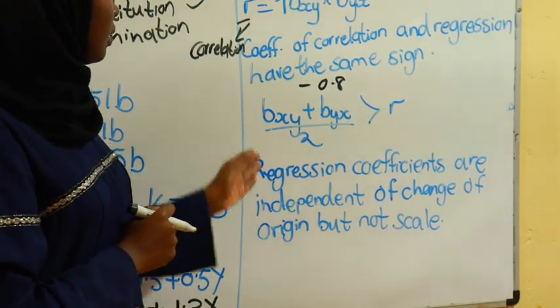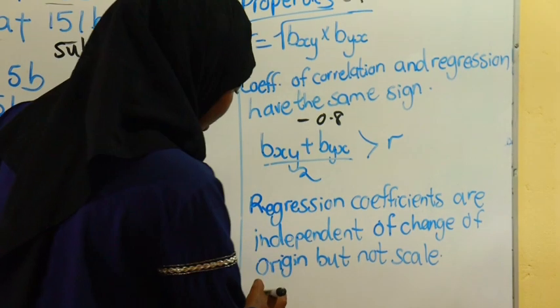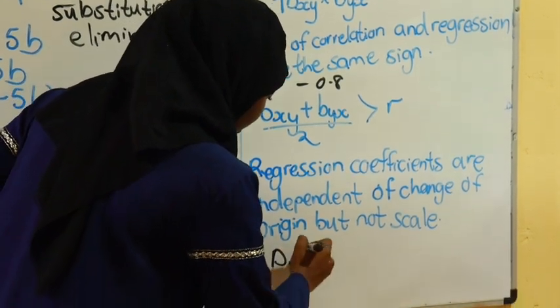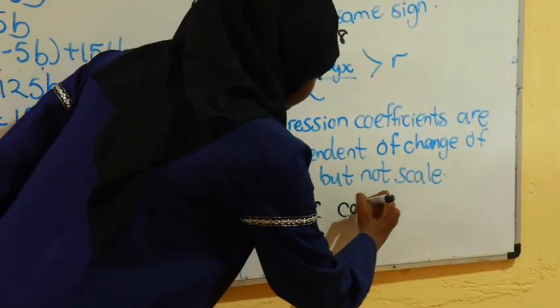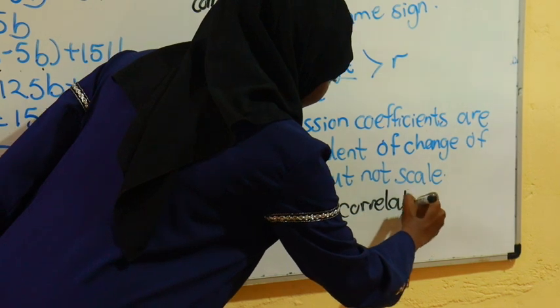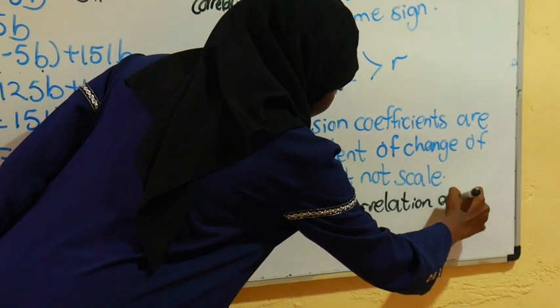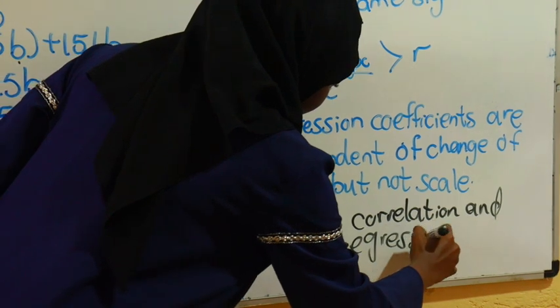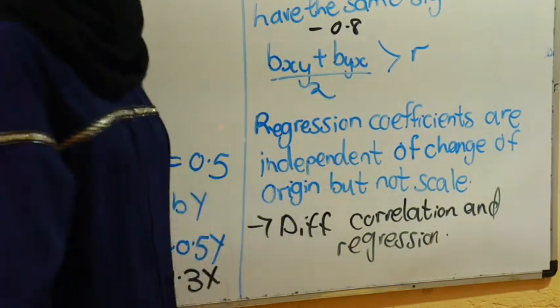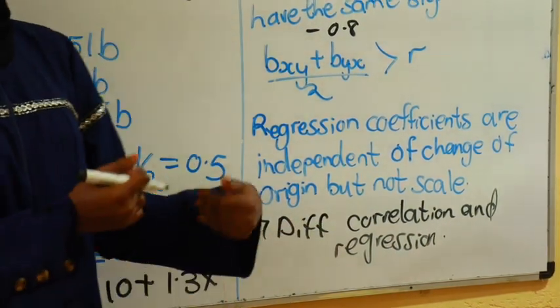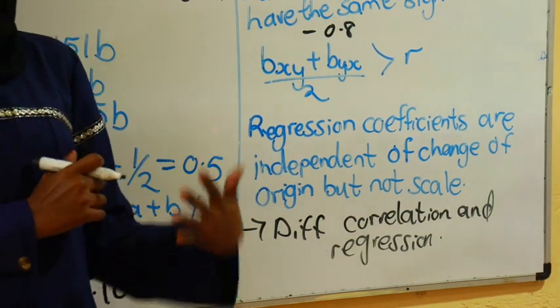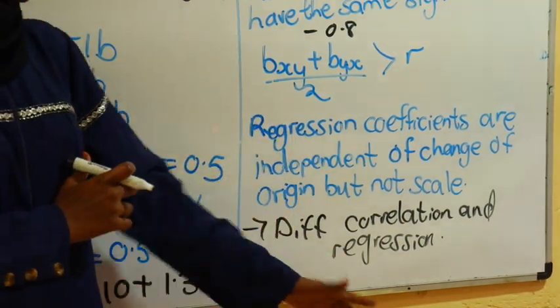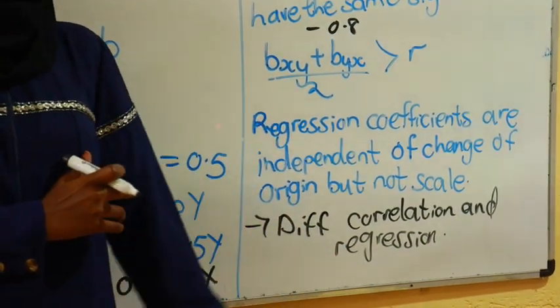So we have that. Another thing to note is, you should know the difference between correlation and regression. So now that you know what correlation is, you know what regression is and how to calculate them and the properties and all that, you should also know the difference between the two.